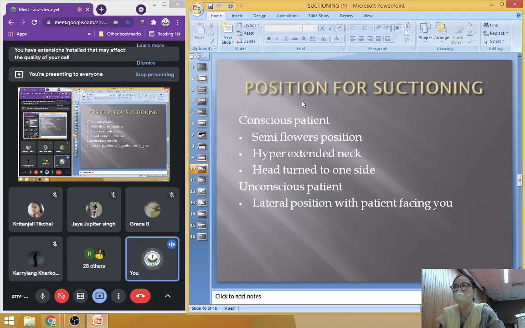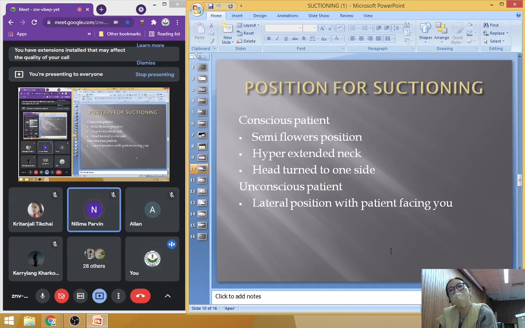Then have you ever done suctioning, or have you ever assisted your seniors or the staff in the hospital for suctioning? Yes, ma'am. Very good. So how did they do it? Did you do it for a conscious patient or an unconscious patient? It is done for the unconscious, ma'am. Yes, and for conscious patients. And for an unconscious patient, how did they do it? Can you relate how you did?